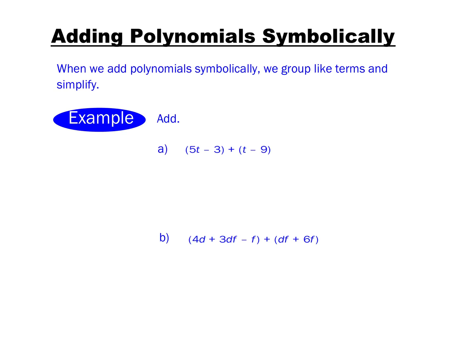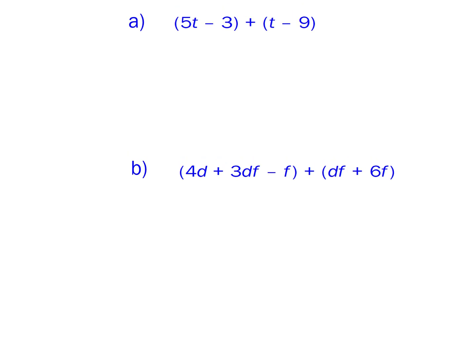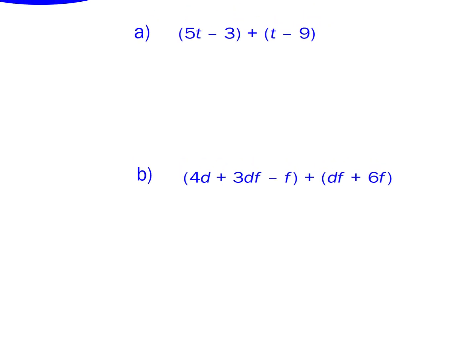So this lesson's all about adding polynomials symbolically. The first question is 5t take away 3 plus t take away 9. What we're going to do is identify our like terms. 5t is a like term with positive t. Negative 3 is a like term with negative 9.